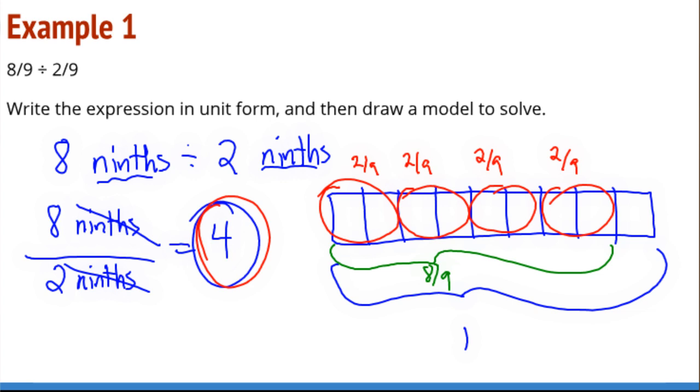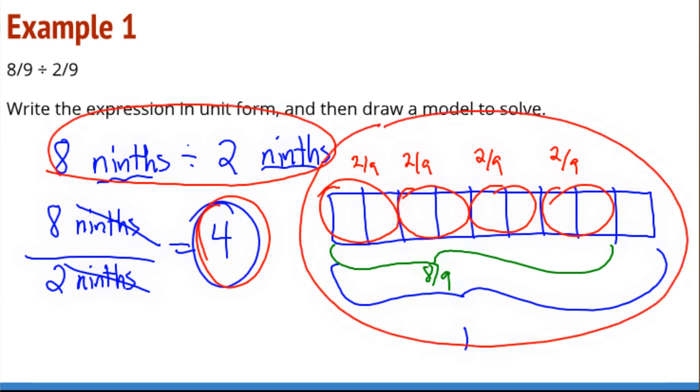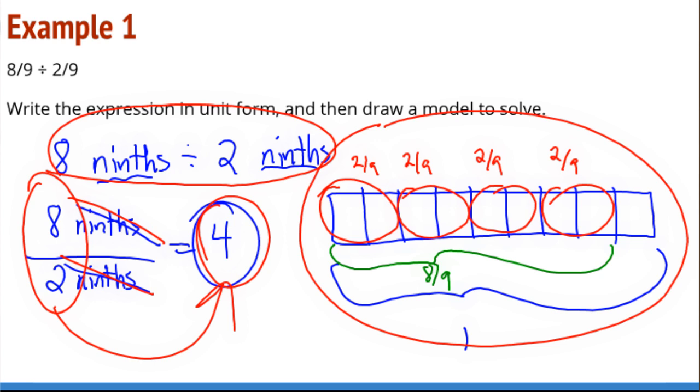So I can see a connection between the unit form and the model form. I can see that the ninths are going to cancel out, and I'm left with 8 divided by 2, and I would end up with 4.